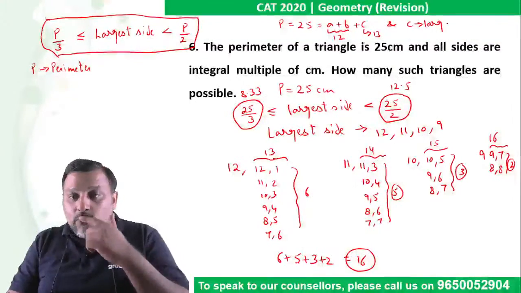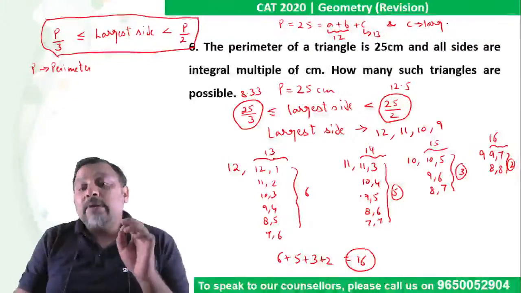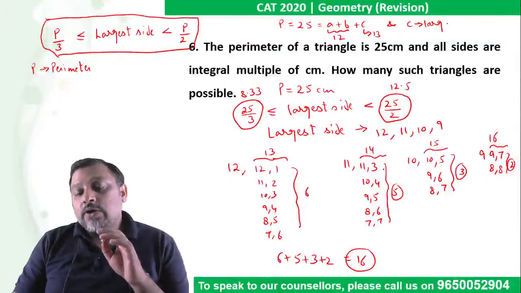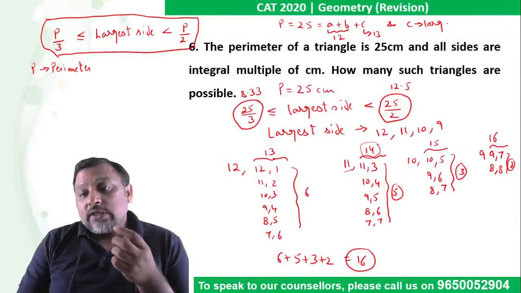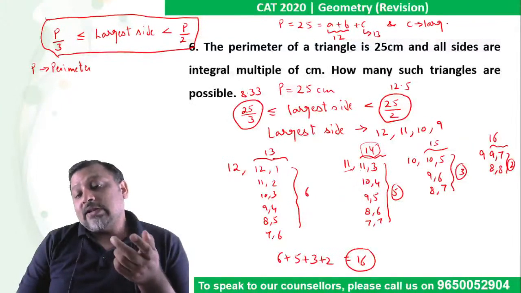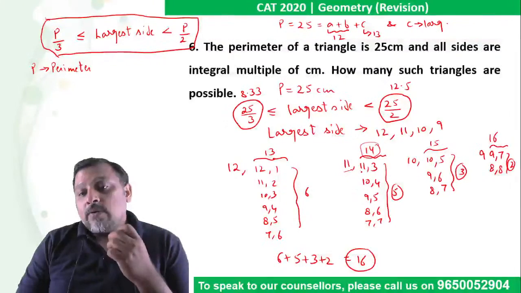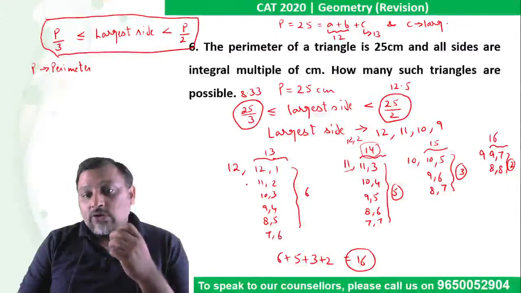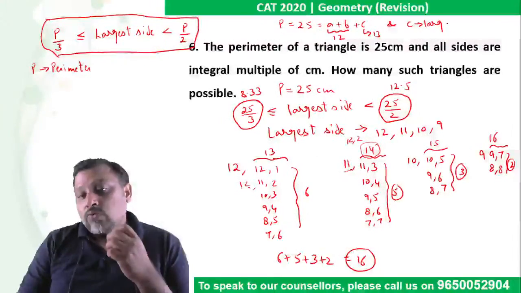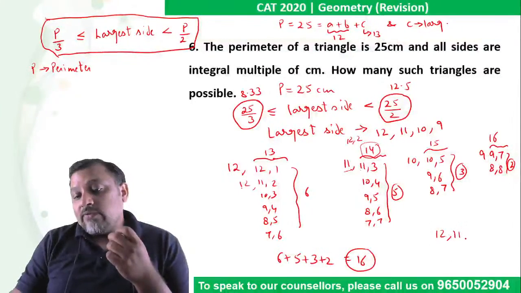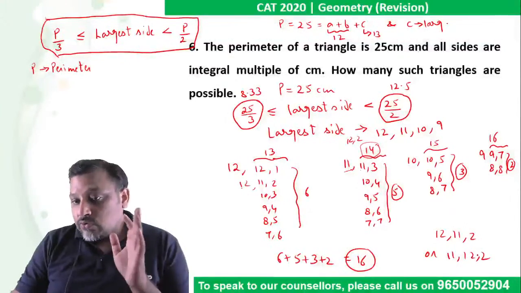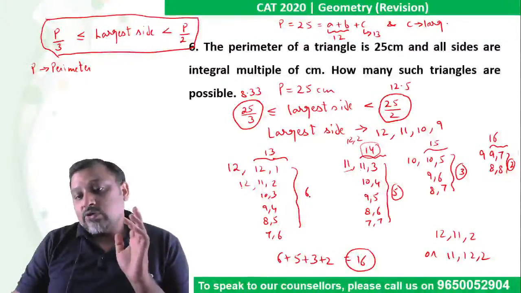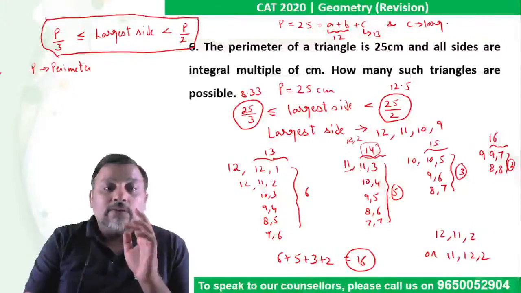16 triangles are possible. See here, the method of counting is very important. If I am saying largest side is 11, sum of other two is 14, so I cannot take any side greater than 11. So with 11, I cannot take 12 and 2. It is already counted here. 12, 11, 2. If I change the order, I will not get a different triangle. 12, 11, 2 is same as 11, 12, 2. So I need to change the dimensions. So it is 6 plus 5 plus 3 plus 1.